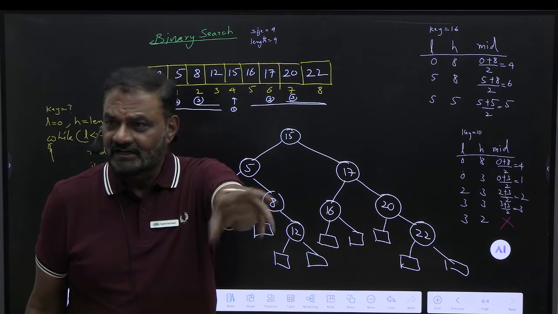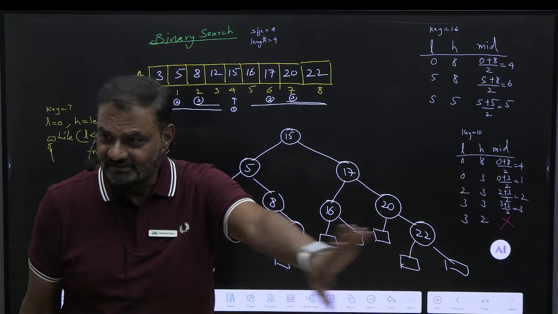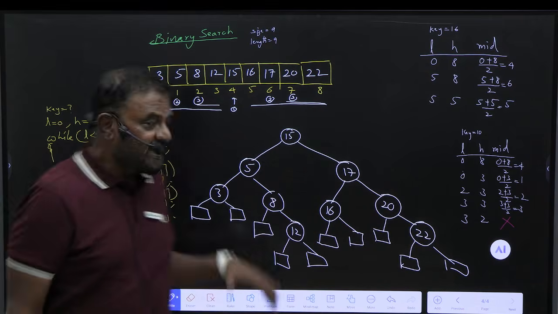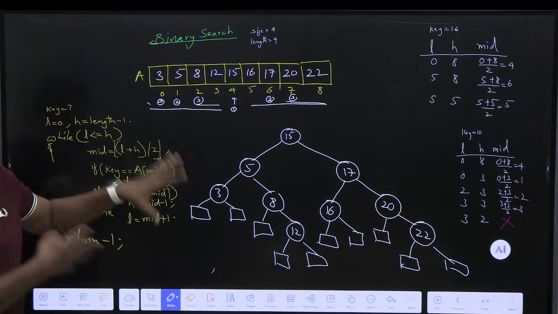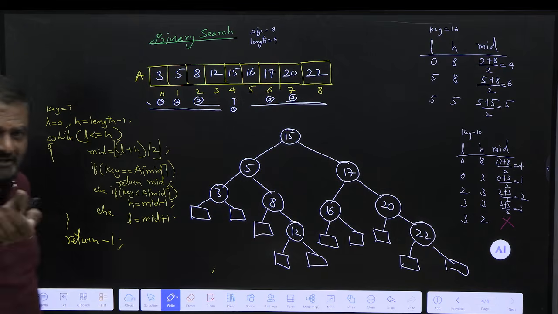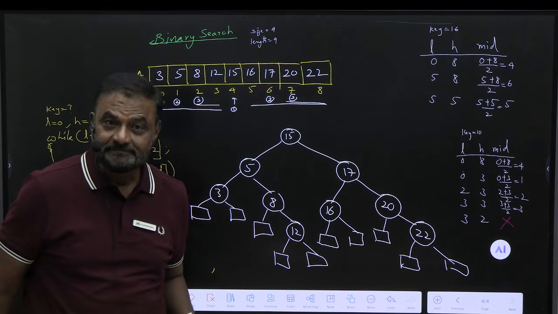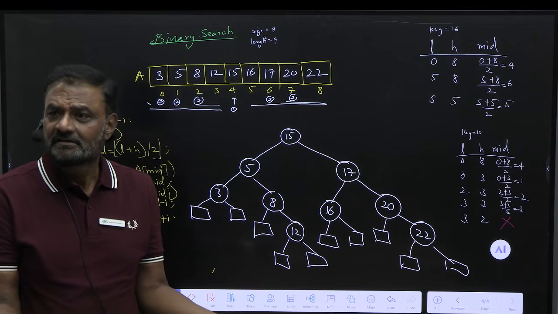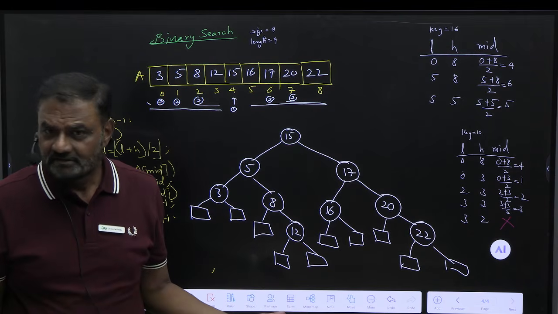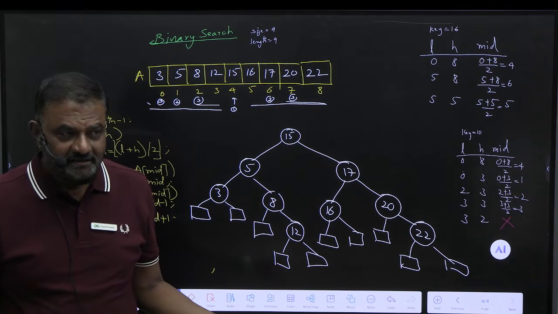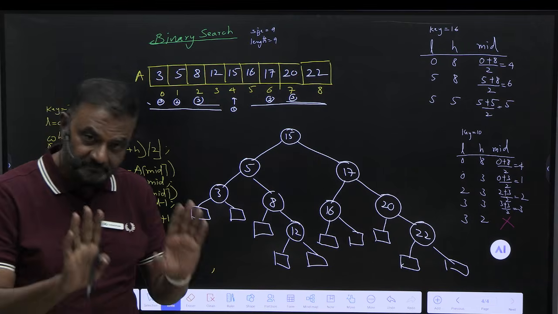Understood till here? Got it? So we have represented its behavior in the form of a tree. Now, if you know which type of tree this is, remove the square nodes. Binary search tree. Yes. Understood this one?